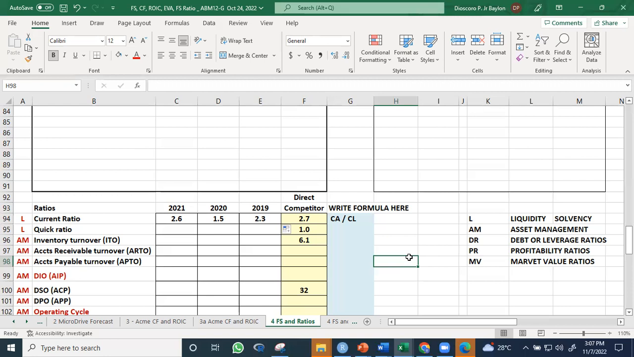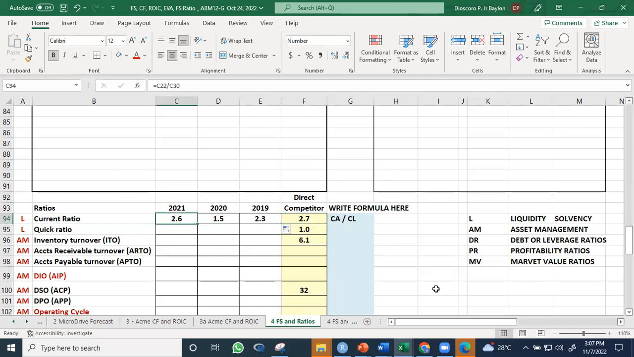However, if you want to assess whether this is good or bad, then you have to go back to the 2 parameters. Number 1, benchmark against a direct competitor or against the industry. Number 2, benchmark against time. Let's take a look at benchmarking against the direct competitor first. So 2.6 versus the direct competitor's 2.7. From here, we can say that the direct competitor has the greater capability to pay its short-term obligations by virtue of the current ratio.